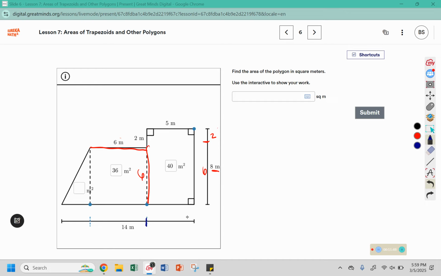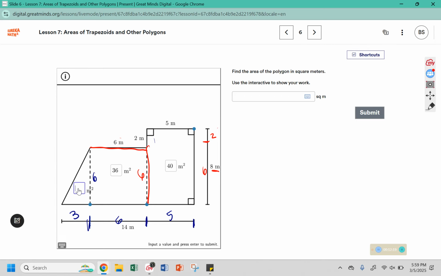This distance here is 5. This distance here is 6. Well, 5 plus 6 is 11. So I need 3 more here to make 14. And the height is 6. It matches this piece here. For a triangle, we do base times height, 3 times 6, and we split it in half. 3 times 6 is 18, but half of 18 is 9.